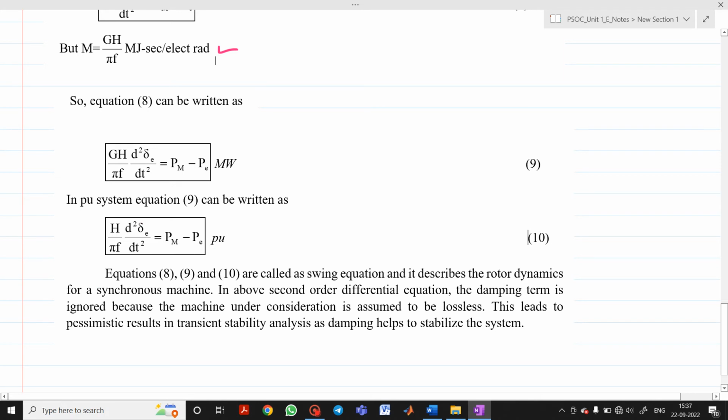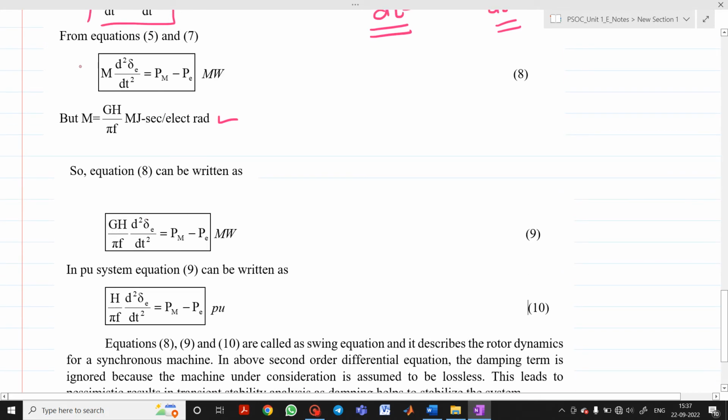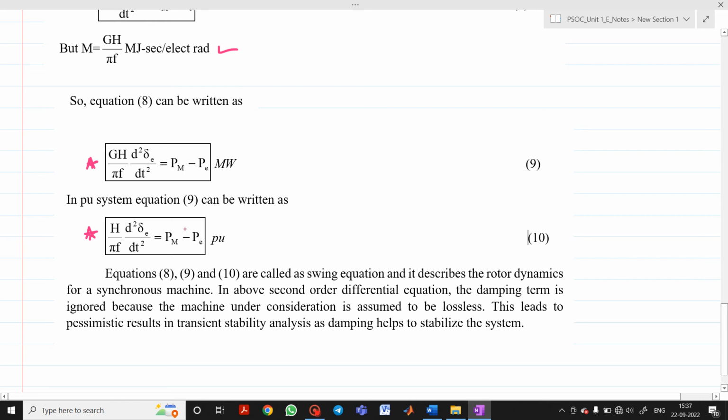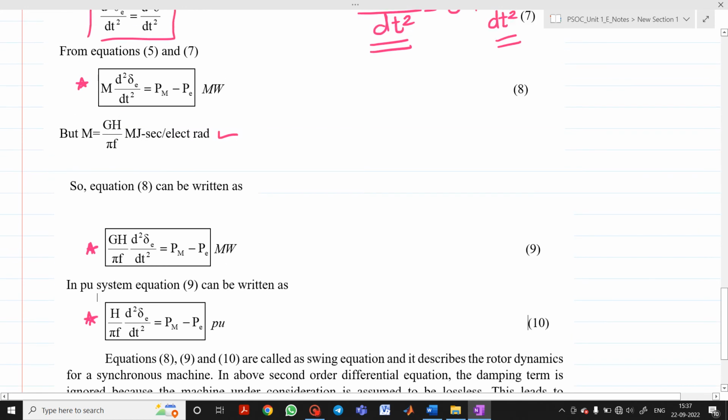Equation number 8 is very important. Equation number 9 and equation number 10 describe the swing equation, and it gives information about the rotor dynamics of a synchronous machine. In the above second order differential equation, the damping term is ignored because the machine under consideration is assumed to be lossless.